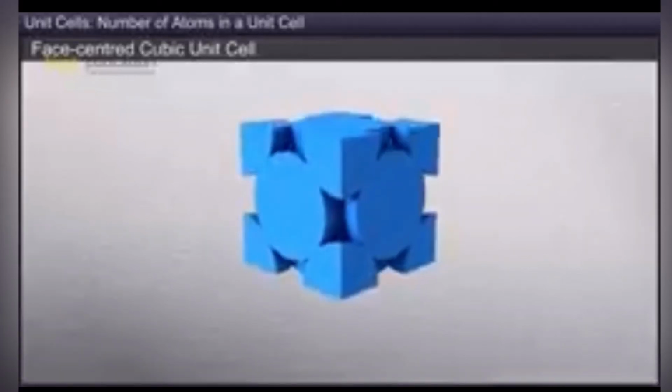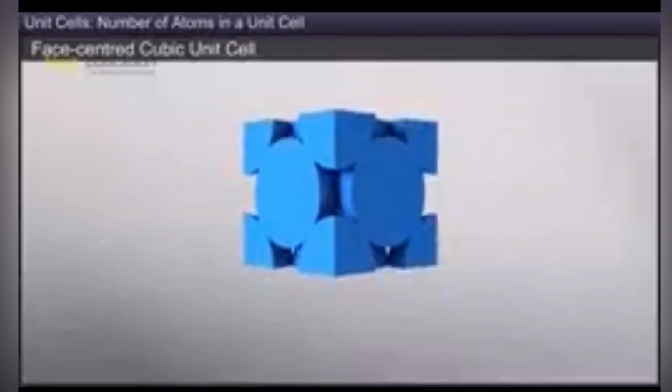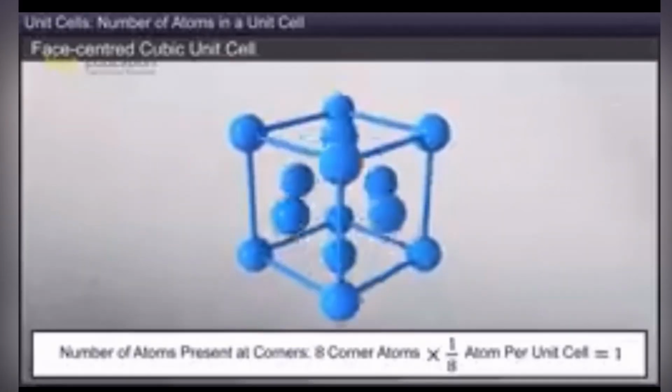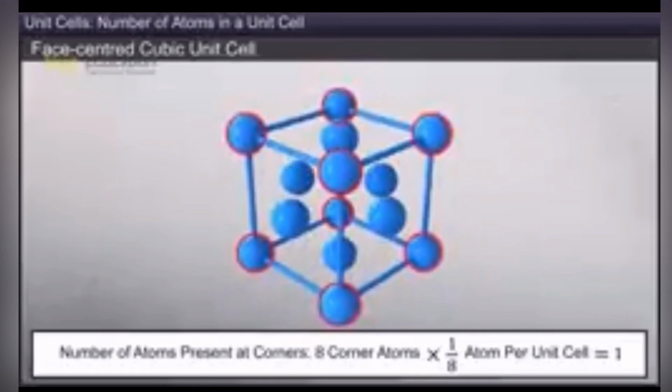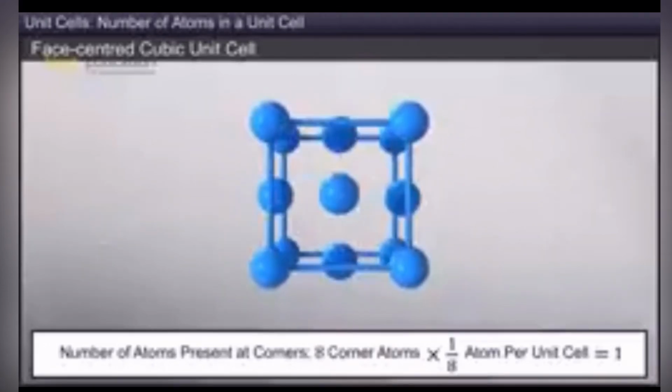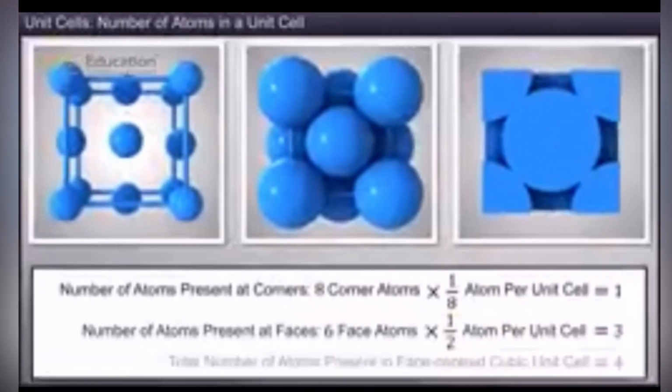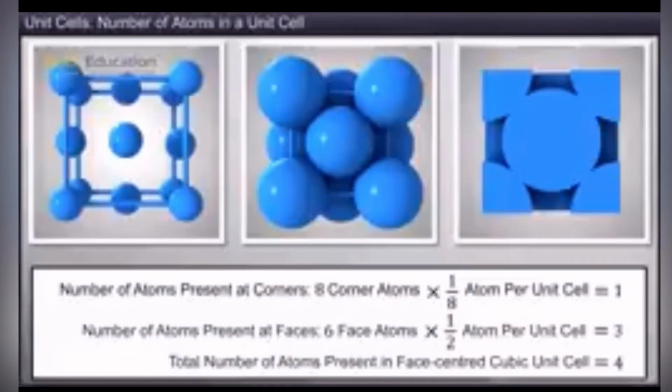And if we look at the number of atoms per unit cell, then we come out with the formula: 1/8 part of each corner atom, and on each face, which is shared by 2, so half portion. So 1/8 of 8 corners makes it 1, and half of 6 faces makes it 3. So that way our total of 1 plus 3 makes it 4 atoms per unit cell.